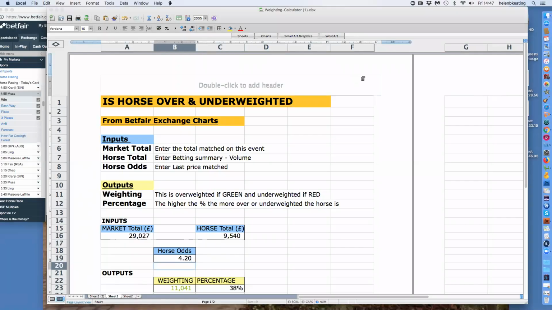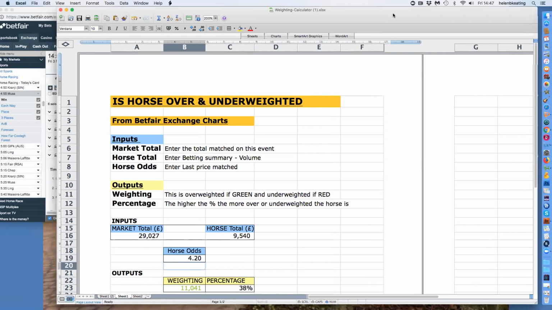So the reasonable question that you'll probably ask yourself at this point is, is my horse over or underweighted in the marketplace? What does that mean, and how do I work out whether that is the case? Well, it's a fairly simple calculation which I've put into a spreadsheet that you can download for free off the homepage of insidetracks.co.uk. Just go to the website, go to the homepage. At the bottom, there are three Excel spreadsheets, one of which is this one, which is to work out whether your horse is over or underweighted.